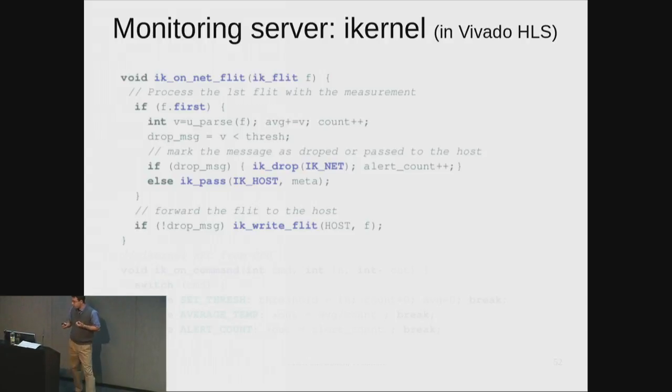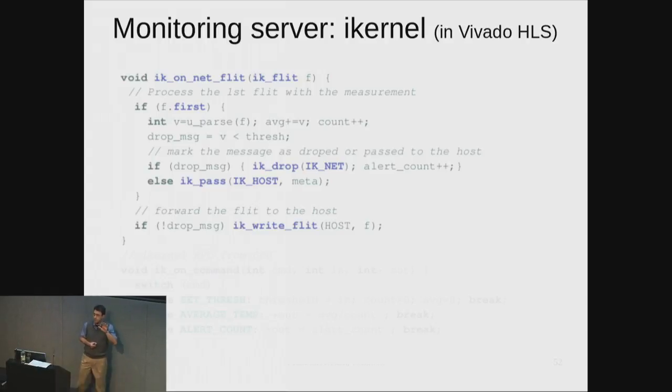There is this call called on-flit, and you get the flit itself. Then you figure out whether it's the first flit, the beginning of the packet, so it gives you the location in a way. Then you have to parse the packet the way you want. We know that the first bytes of this packet are going to contain the actual data, so this is going to be parsed here. Then there is this comparison, and then you decide whether you drop the packet or you pass it.